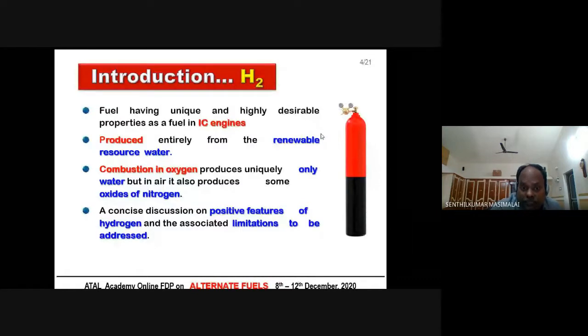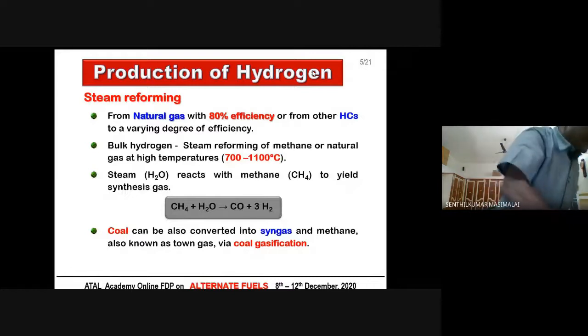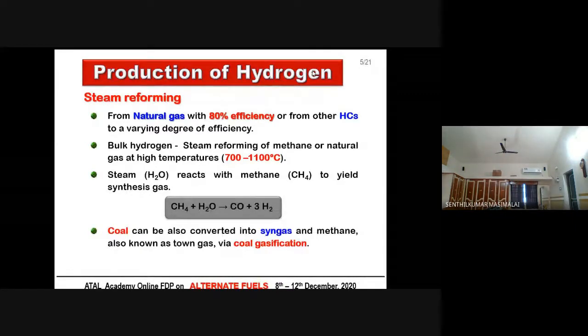But the unique properties are dangerous also. We will discuss what the properties are and how to rectify that. Before going to see the properties of hydrogen, let us see the production methods of hydrogen. Hydrogen is produced by a number of methods.